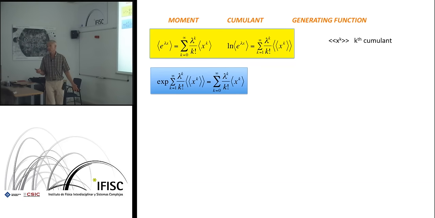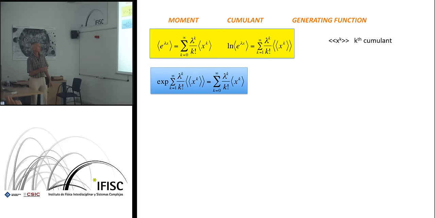So this is why this is called the moment generating function. Because this function is a function of lambda only, and if I know it and I do its Taylor expansion, I get the moments, provided the moments exist. That's maybe not too difficult. But there is another interesting development to make. And I will tell you in a moment why, but let's first do it.